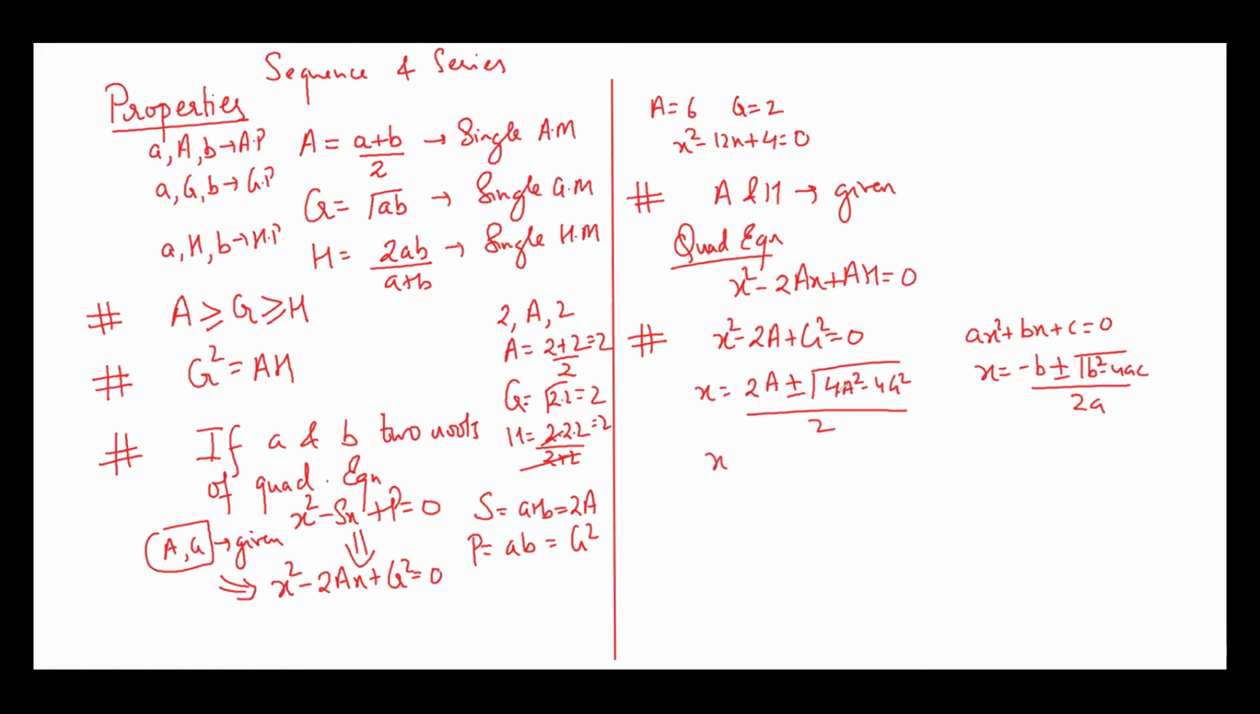Further solving, if I take 4 common from here, then we get 2 because there is a root, and afterwards, when we take 2 common, we get this. So these are two roots. One is with a plus sign, another with a minus sign, and these two will be a and b, because we obtained this equation by taking a and b as roots. So when we solve, those two roots are a and b.